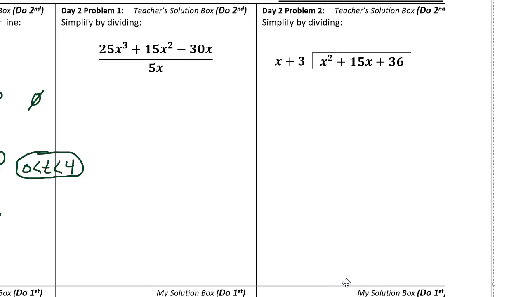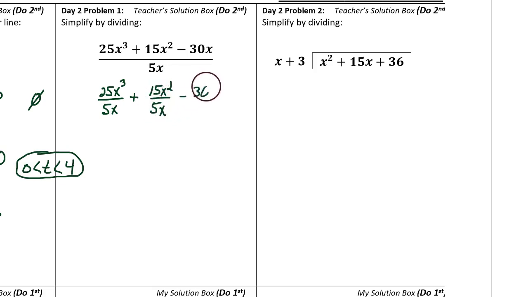Here's the answer for day 2, problem 1. Divide this trinomial by this monomial. The technique to divide by a monomial is to use the distributive property. Take the first term and divide it by the 5x. Take the second term and divide it by the 5x. Then take the last term and divide it by the 5x.